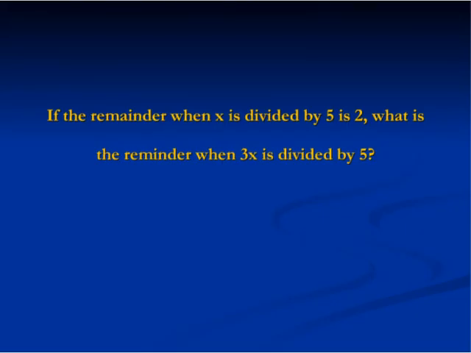In a more abstract fashion, as in this case where they say x when divided by 5 leaves a remainder of 2, what would be the remainder when 3x is divided by 5? Well, simply pick a number that fills the requirements. We want a number that leaves a remainder of 2 when divided by 5. 7, 12, 17, something like that. Let's pick the smaller one. 7 times 3 is 21. When you divide that by 5, it leaves a remainder of 1.